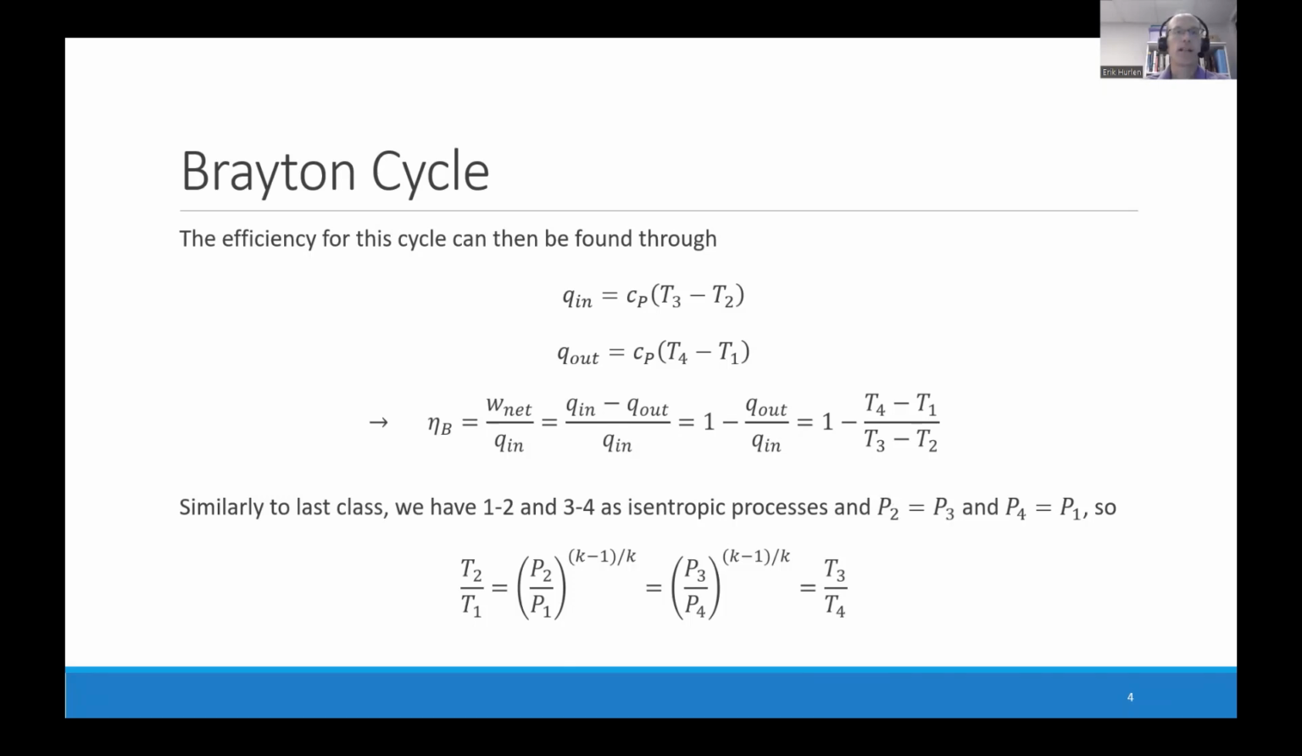Then, similar to the analysis in the previous video, from 1 to 2 and from 3 to 4, we have isentropic processes. So T2 over T1 is (P2 over P1) to the (K minus 1) over K power. And then the pressures P2 and P3 are the same. Pressures P1 and P4 are the same. So that equals (P3 over P4) to the (K minus 1) over K power. And then again, because this is isentropic, that equals T3 over T4.